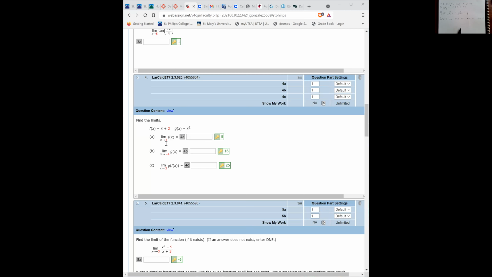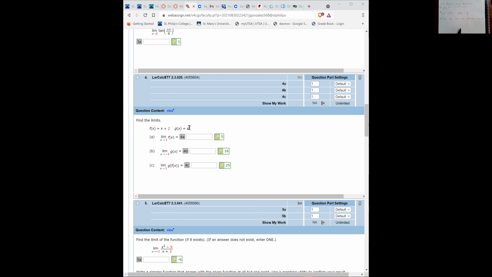Can you guys see the question from your homework? Yes, sir. So check this out. Plugging in 3 doesn't actually create any problems for f, right? You can plug in anything you want. So yeah, 3 plus 2 is 5.